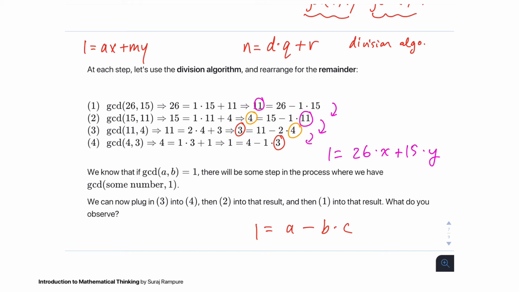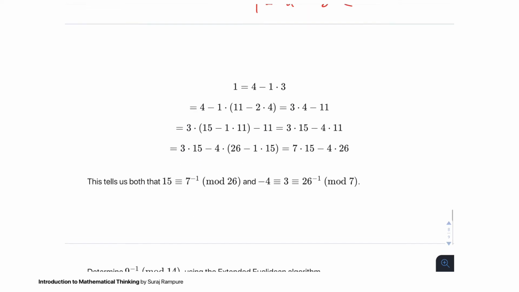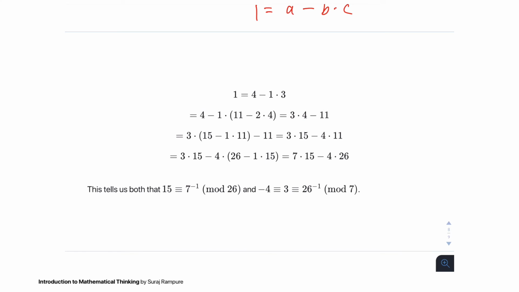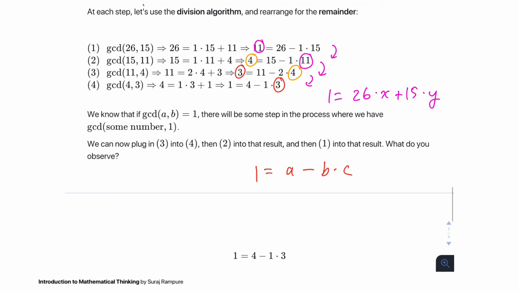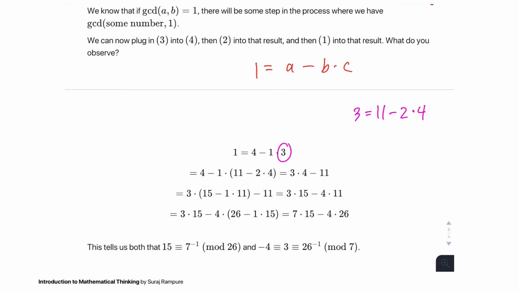Okay, let's try and do this on the next slide, and then I'll give you an example for you to try on your own. Okay, we start off with our equation 1 is equal to 4 minus 1 times 3. And then we had our expression for 3 as being 11 minus 2 times 4. So I plug that in here for 3, right? And I simplify that. Okay? I have 4 minus 1 times brackets 11 minus 2 times 4. Okay? And that gives me 3 times 4 minus 11.